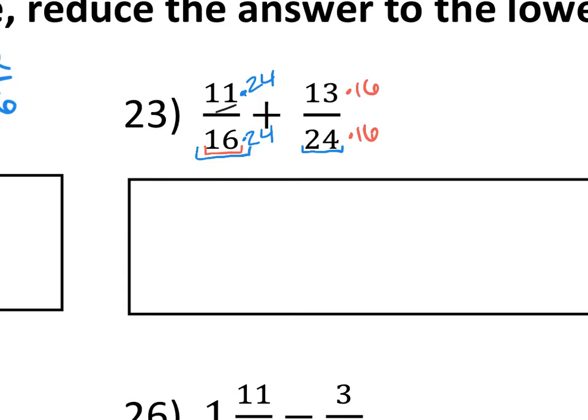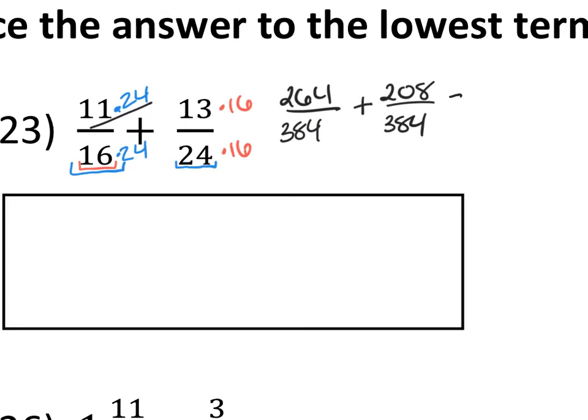So in our numerator, for our first fraction, we have 11 times 24, which is 264, over 16 times 24, which is 384, plus 13 times 16 is 208, and then 24 times 16 would give us 384. So then we do that addition in the numerator. Gives us 472 divided by 384. So we can go ahead and reduce that. So 472 divided by 384, and then math, enter, enter.